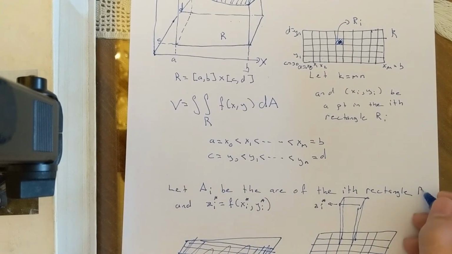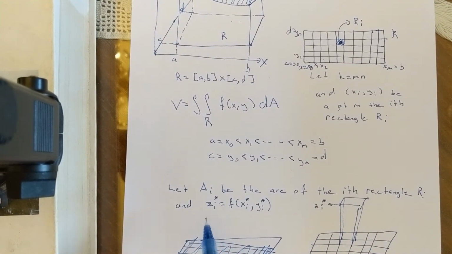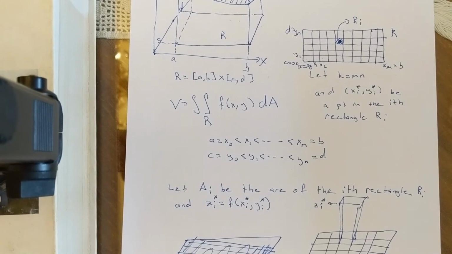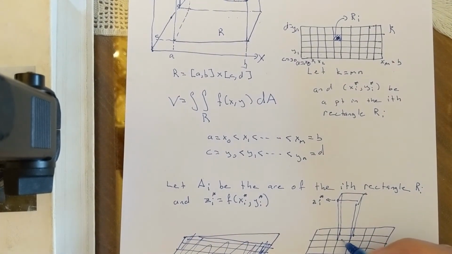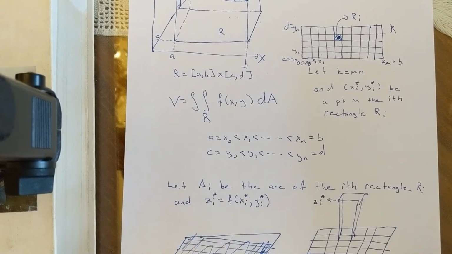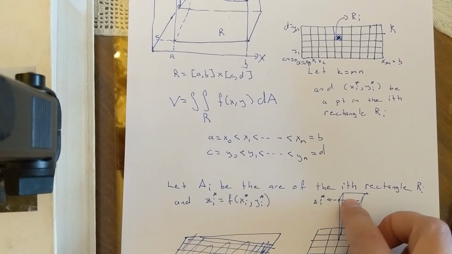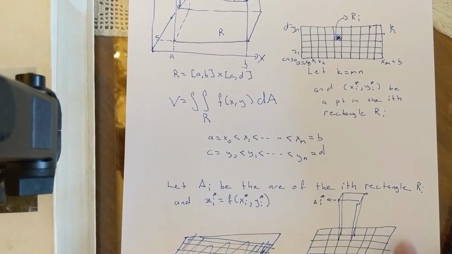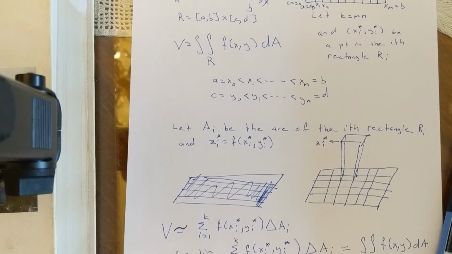r sub I. What we're trying to do is look at the height of the function exactly at that point, x sub I star, y sub I star. Sorry, these were supposed to be stars. So we took this point maybe here, and I looked at the height of the function. Now instead of a rectangle, I'll have a vertical box. If I take the heights of the vertical boxes to be the height of the function, and do it over all of these rectangles, I should get something pretty close to the volume.